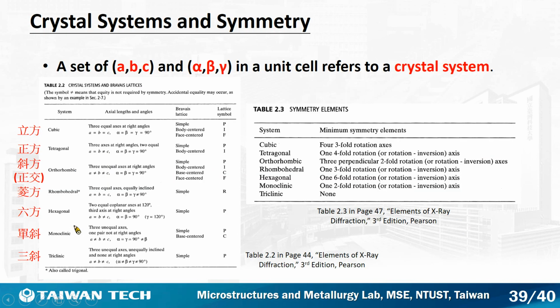And then let's talk about crystal systems and symmetry. As you may know, for the unit cell, we use a, b, c and alpha, beta, gamma to express it. And then we call it crystal systems. So there are 7 crystal systems, and you can see the minimum symmetry elements for cubic, tetragonal, orthorhombic, and the other ones. So this is just for your information. As you can see, cubic has a very high degree of symmetry. For triclinic, there is no symmetry.